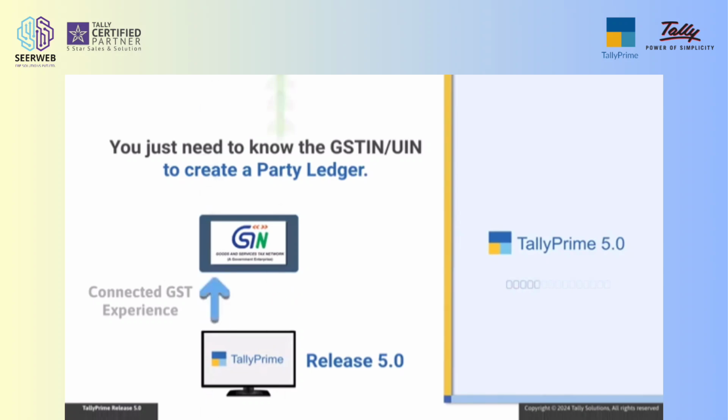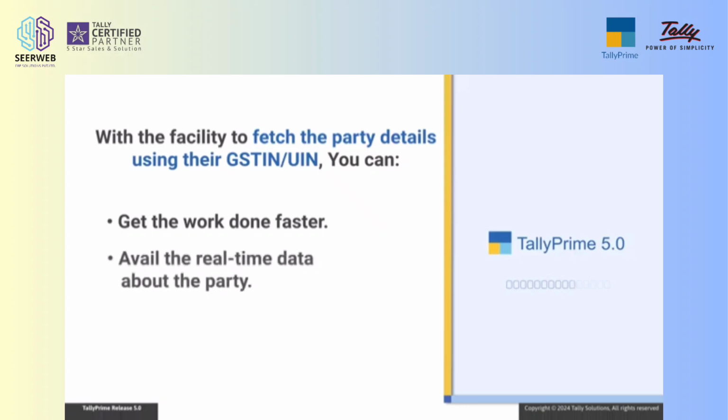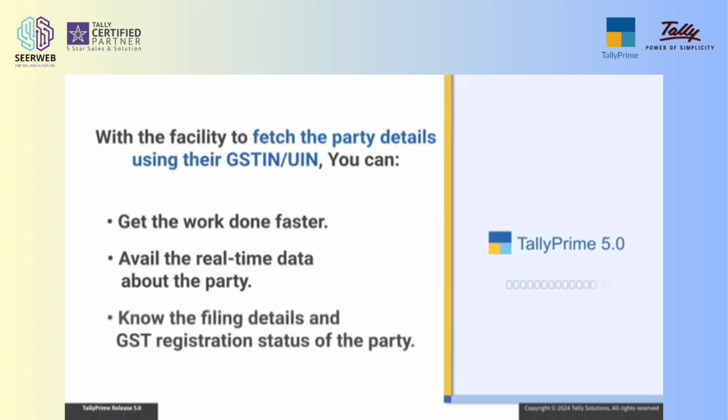Just enter it and you get all the information that you can copy to the ledger. With the all-new experience of creating or altering party ledgers merely with GSTN or UIN, you not only get the work done faster, you also get authentic and real-time data about the party since all the details are fetched from the GST portal. What's more, you get to know their filing details. And you also get to know the GST registration status of the party.